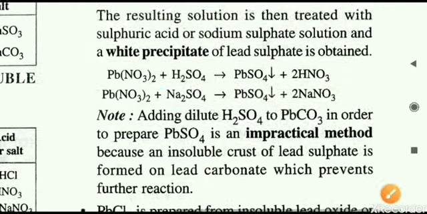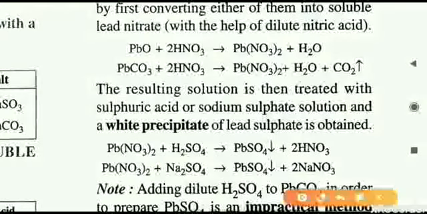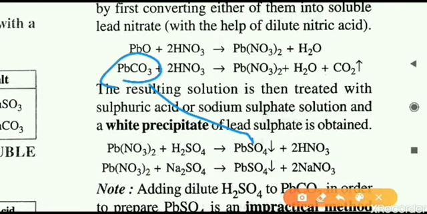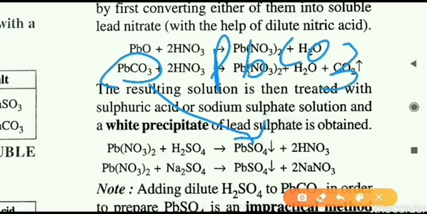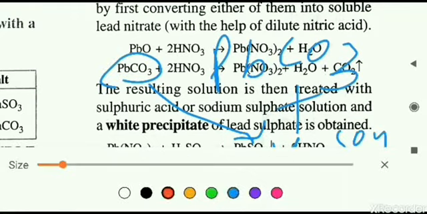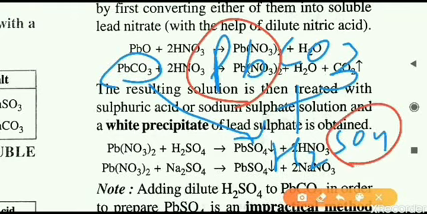Now you may be having a doubt here: why are we doing this reaction in two steps? Why can't we do this? For example, we can take lead carbonate and do the reaction with sulfuric acid. PbCO3 can react with H2SO4, and directly we can get PbSO4. Is it possible or not? So a doubt may be arising. PbCO3 can react with sulfuric acid to form PbSO4. Why are we making this reaction so long?